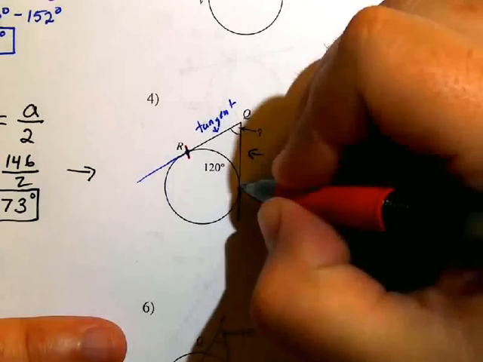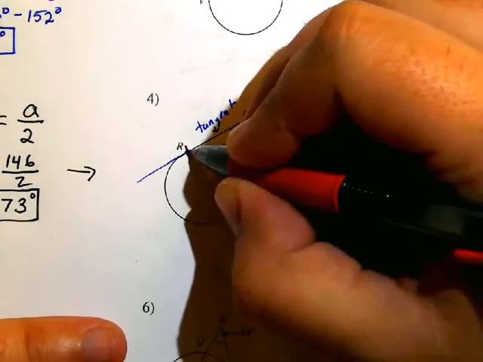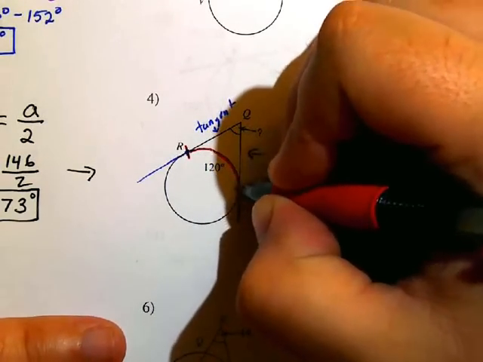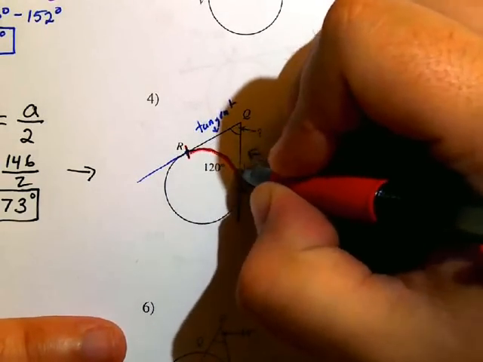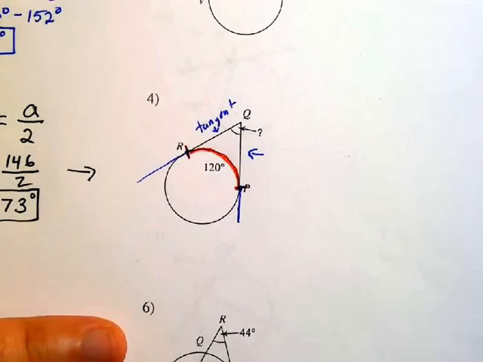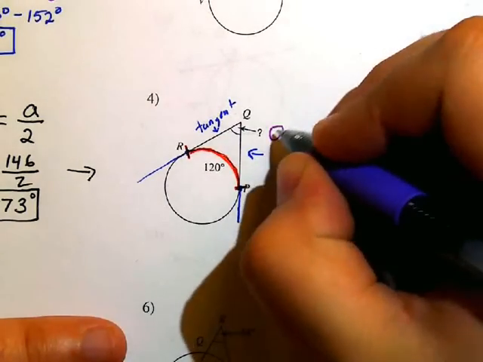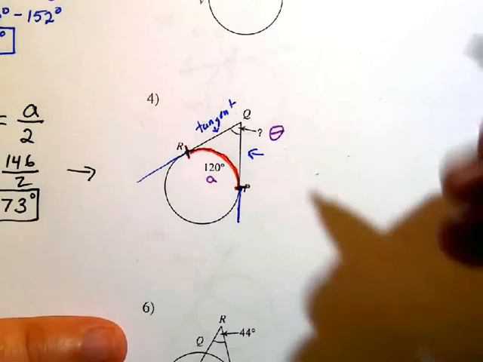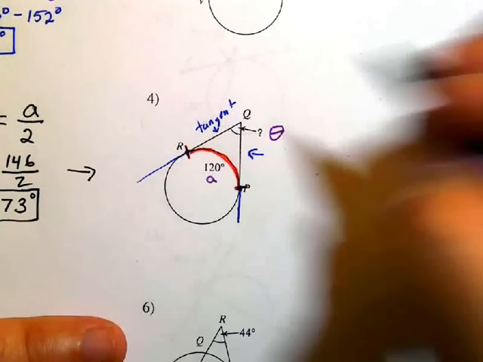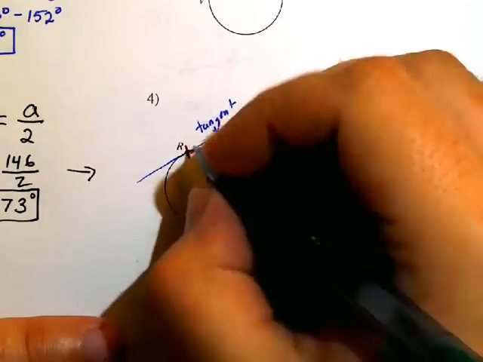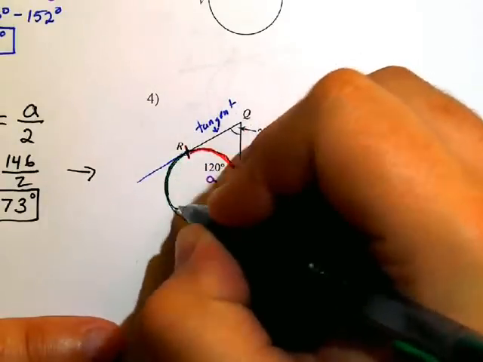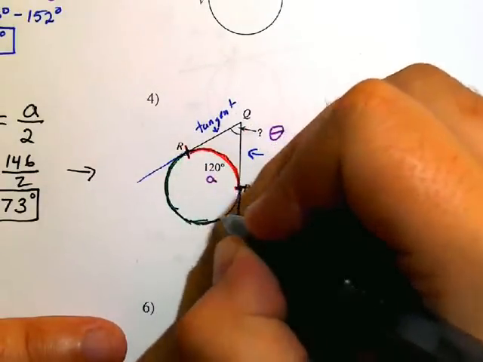So what we need to do is figure out what we know about this scenario. So here's where they touch. And this is an arc measuring 120 degrees. So I'm looking for theta. I've got an arc A. There's got to be another arc B that I'm looking for. Well, on the other side is this arc.